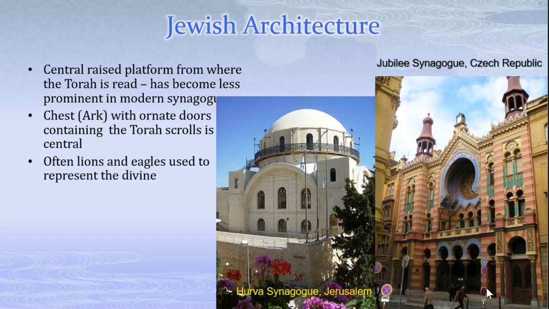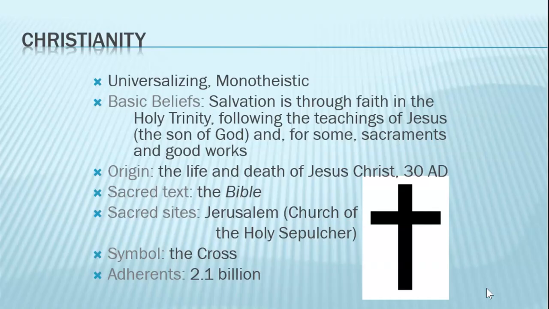Each sacred site for each religion will have some fundamental pieces, right? In Jewish temples, you have a central raised platform where the Torah is stored and also where it is read. The Torah is stored in a chest or an ark that usually has very ornate doors, and frequently you will see lions and eagles used to represent the divine within the buildings. And here are two just examples. Obviously, there are exceptions to all of these things, so this is a generalization.